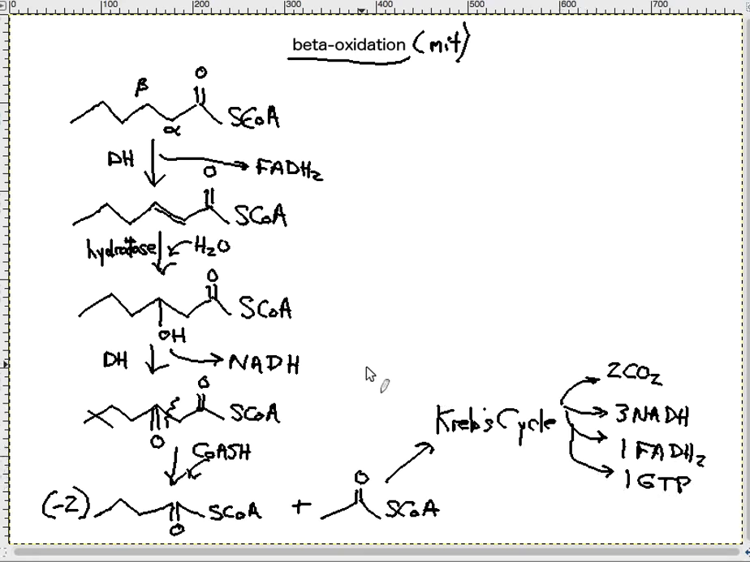Okay, so if we start to think about accounting, we've got some reduced cofactors that come from every round of beta oxidation that we do. And then for a particular acyl-CoA, we've got the potential to make a bunch of these acetyl-CoAs, which we can throw into the Krebs cycle to give us a bunch more reduced cofactors.